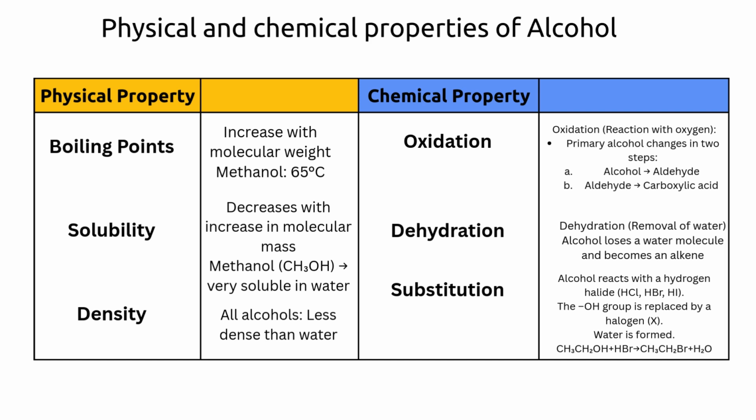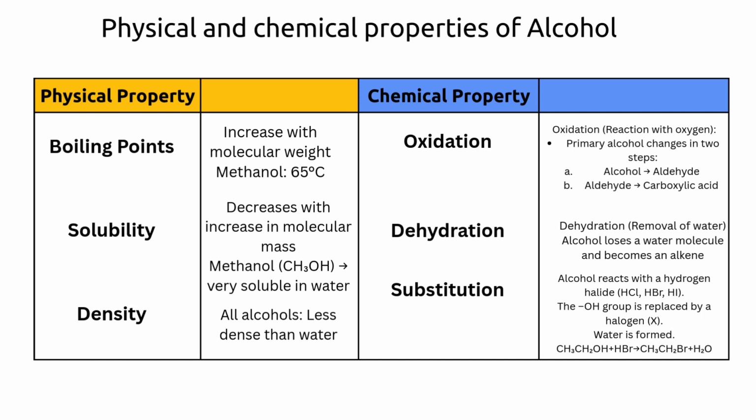Now let us look into physical property. The boiling point of alcohol increases with molecular weight. The solubility decreases with increase in molecular mass. For example, methanol is very soluble in water, but pentanol is only slightly soluble. All alcohols are less dense than water.